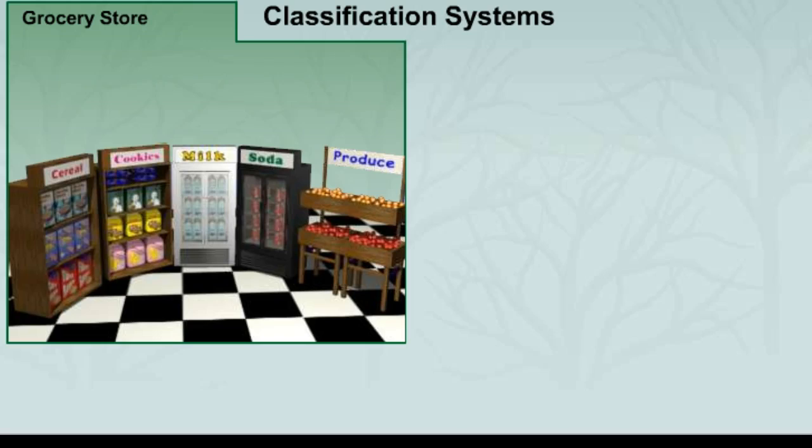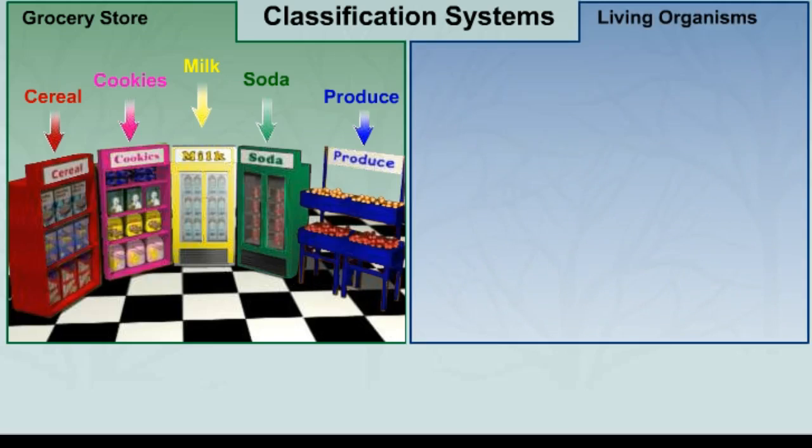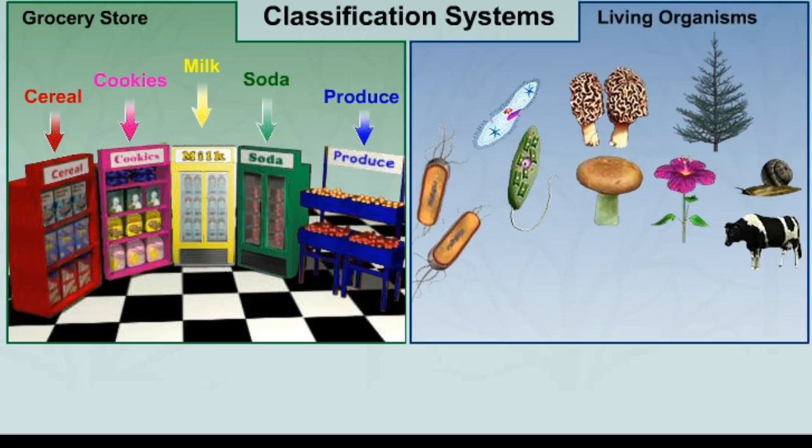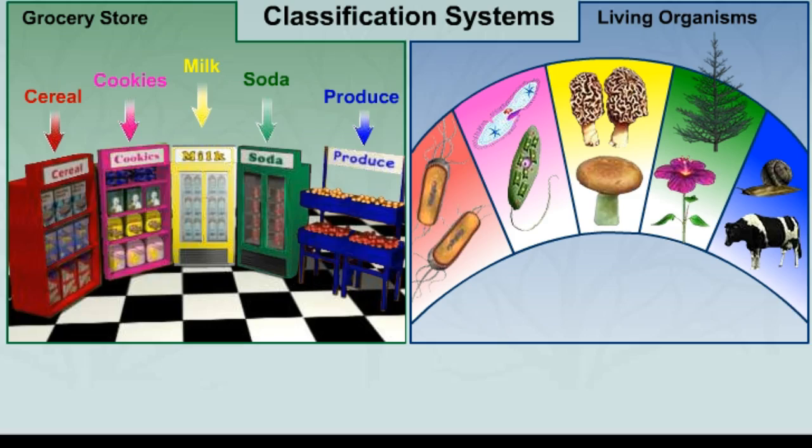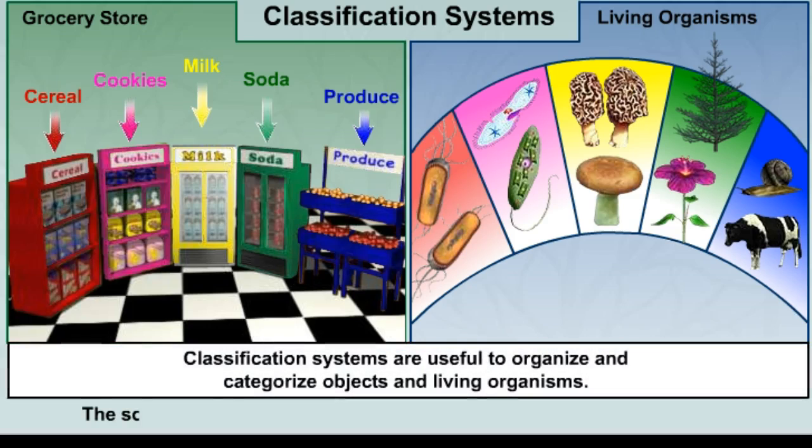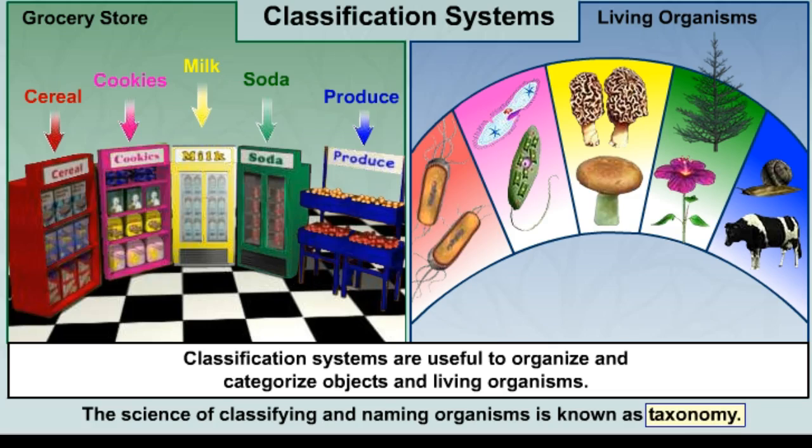Grocery stores classify and arrange similar products together. In this program, you will learn how living organisms are also organized like products on grocery store shelves. The science of classifying and naming organisms is known as taxonomy.